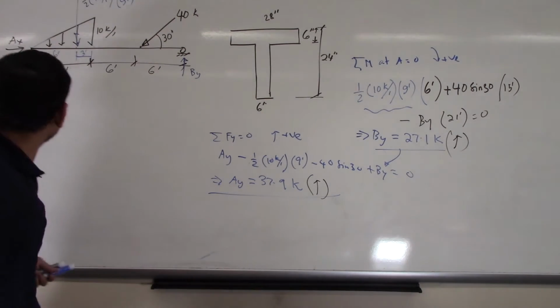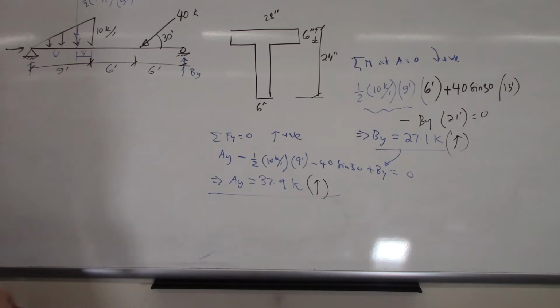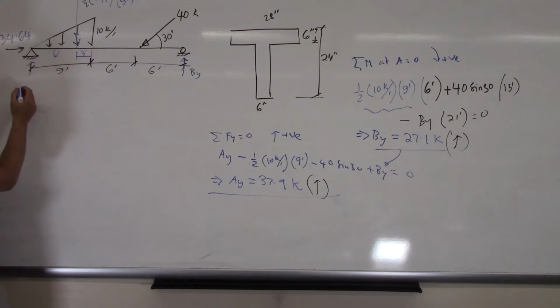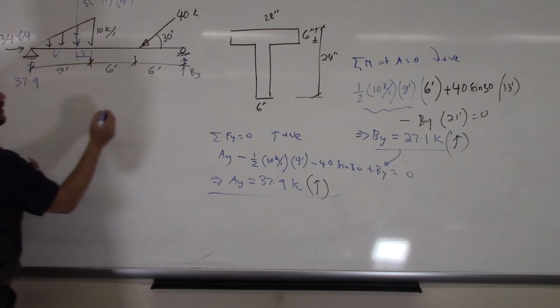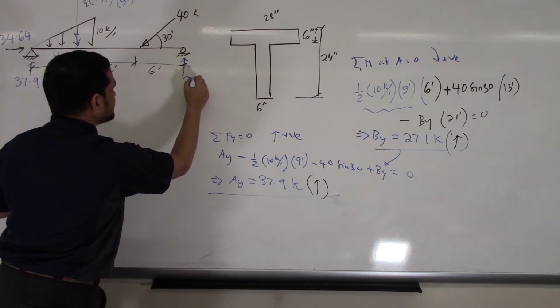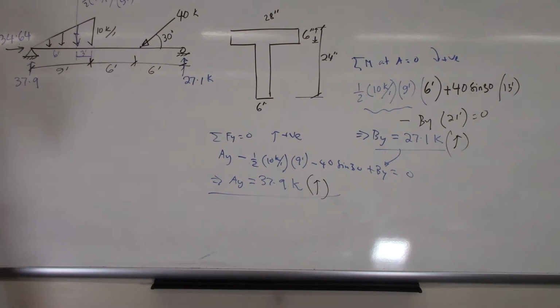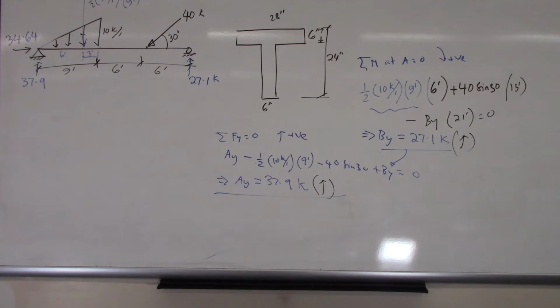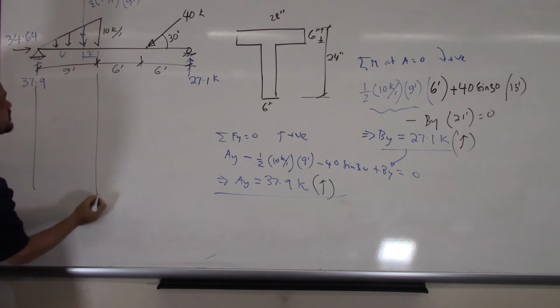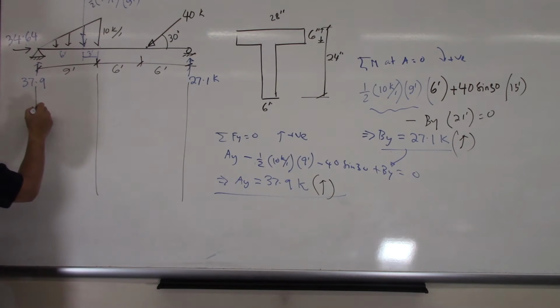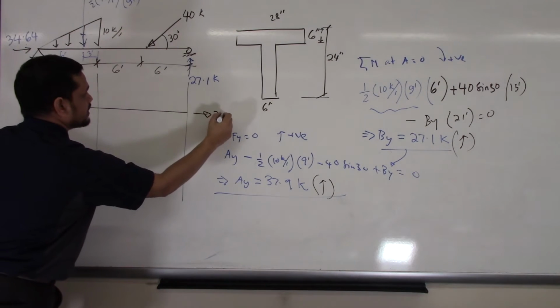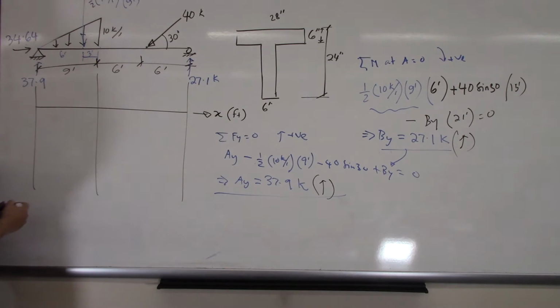34.64. I will write down here. So this is 34.64. This value is 37.9, and this value is 27.1. Okay, now I will draw the diagram. So first I will draw my axial force diagram, X in feet.